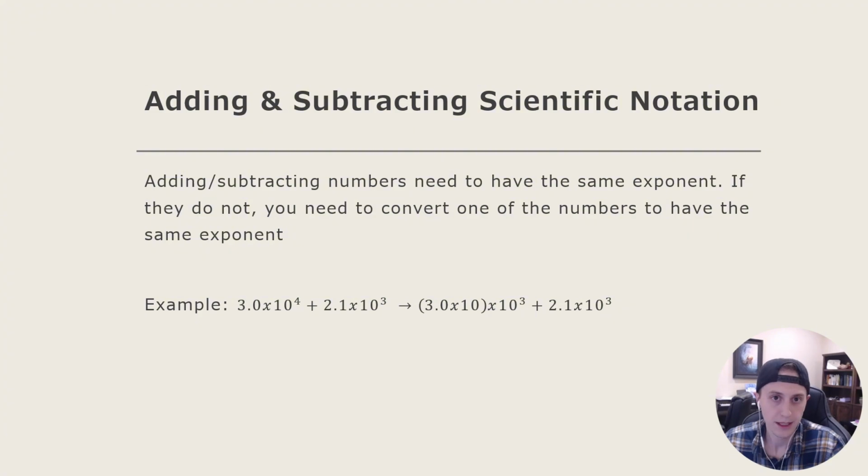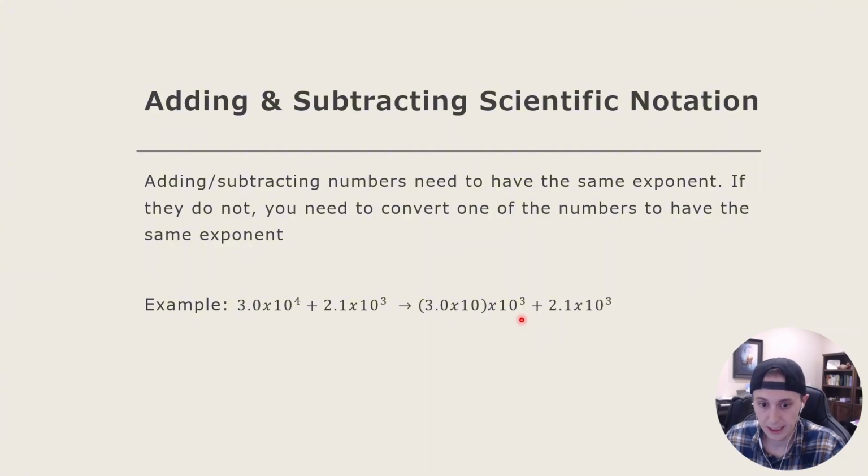So right away we see that the exponents are not equal on this, the 10 to the fourth, and this one, 10 to the third. So therefore we are not allowed to add them yet. First we need to convert one of them so that they match. So I just picked the first one, and we changed 3.0 times 10 to the fourth to be 3.0 times 10 times 10 to the third.